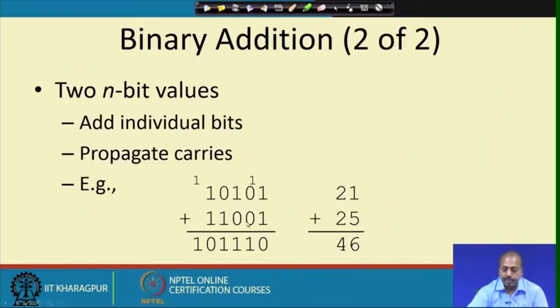If you are adding two n-bit values, you have to add the individual bits and propagate the carries, just like in decimal addition. So if we are propagating the carries, here also it is the same thing as in the decimal system.